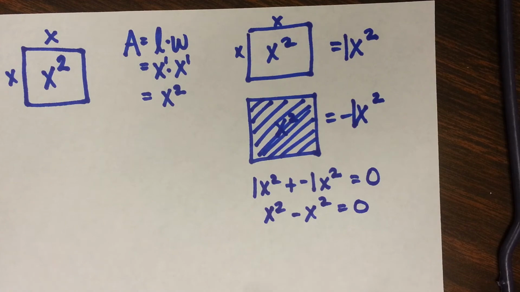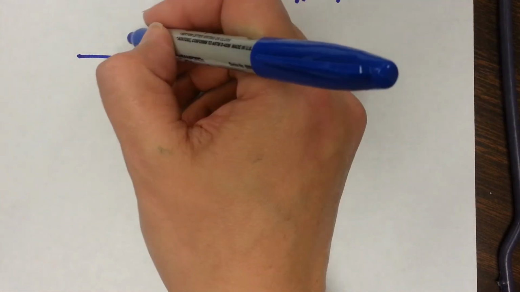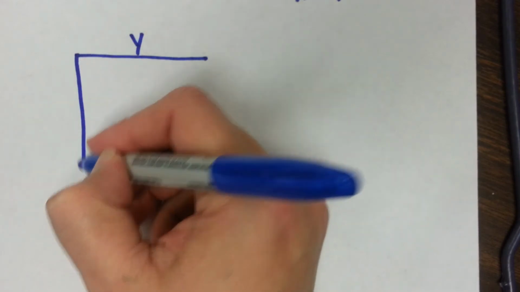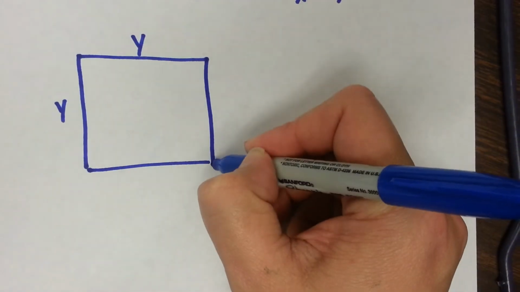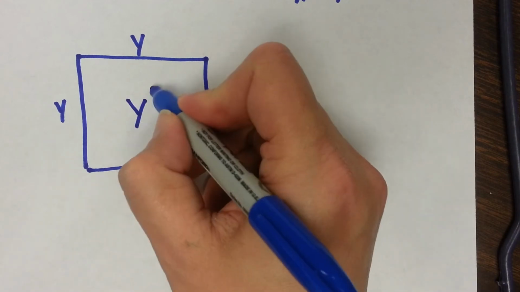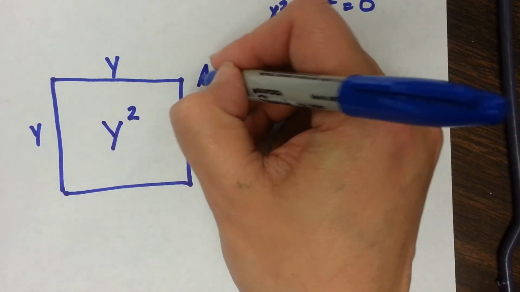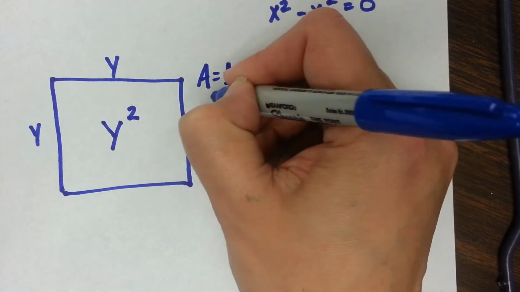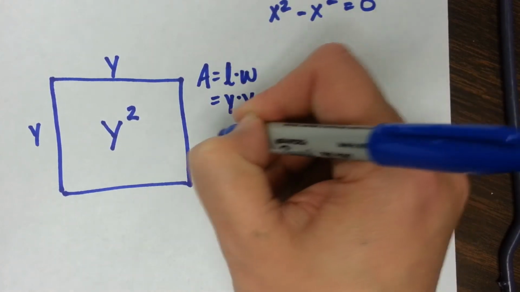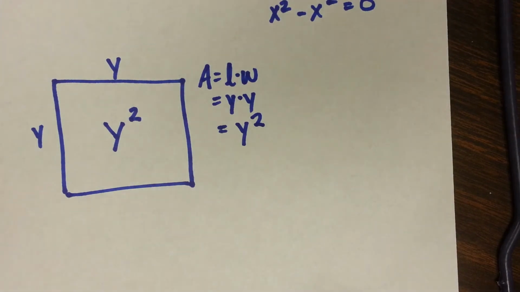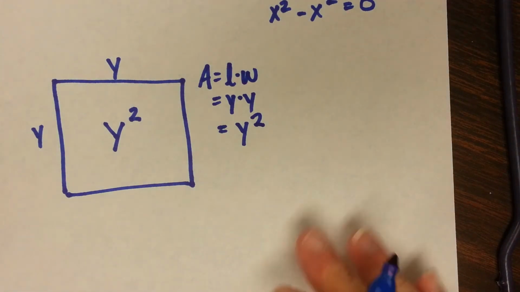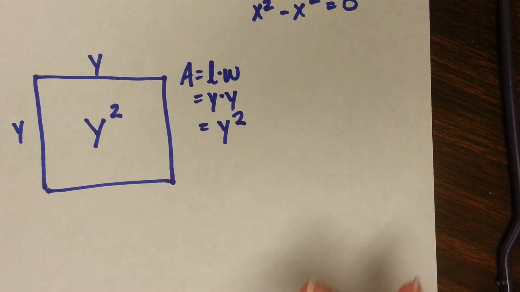Of course, the same thing happens if we have a y. If we have a y length and a y width, so y by y would give us a y squared. Following our area concept, we had a y times a y, which is a y squared for our area. And of course, we could draw positive ones and negative ones.